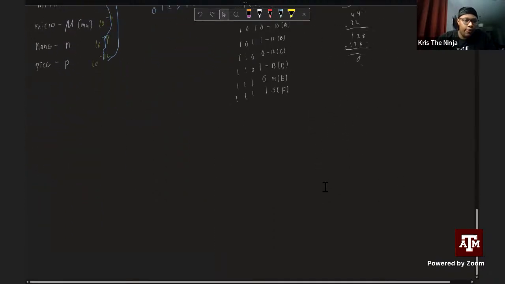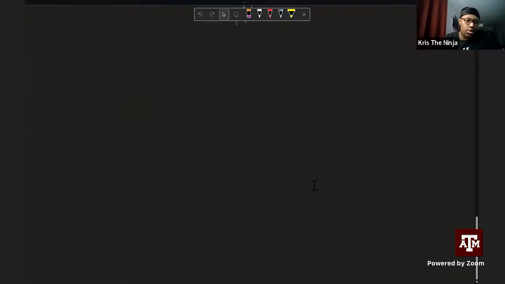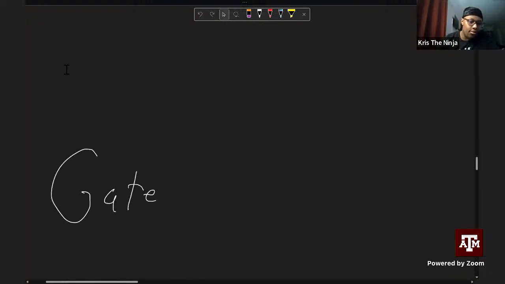That might be true if you're not going into digital control systems or something like that. But binary has its uses, and that comes in when you have gates. That is very big.